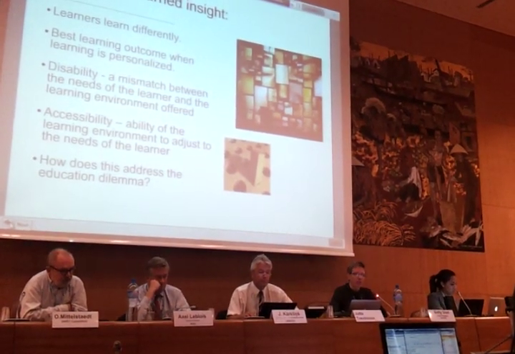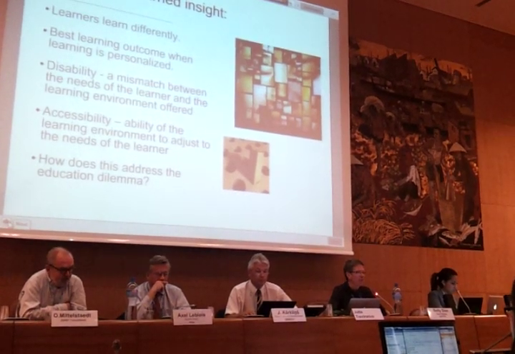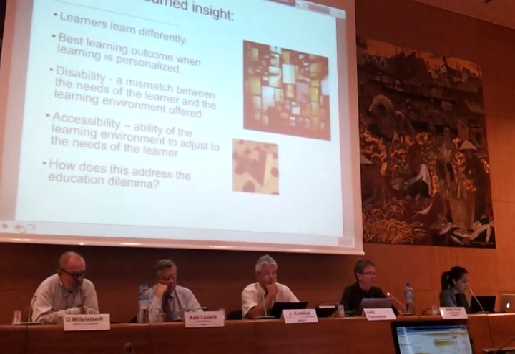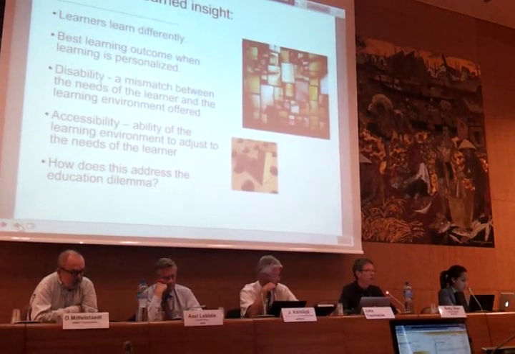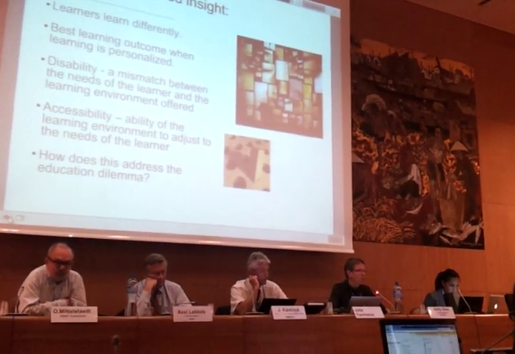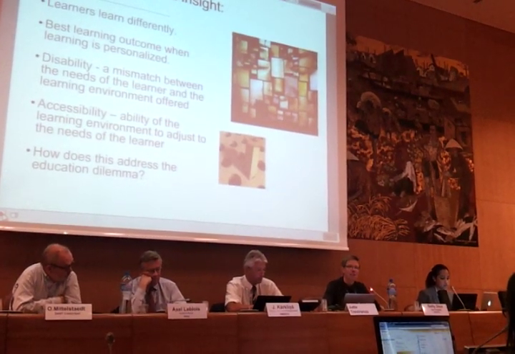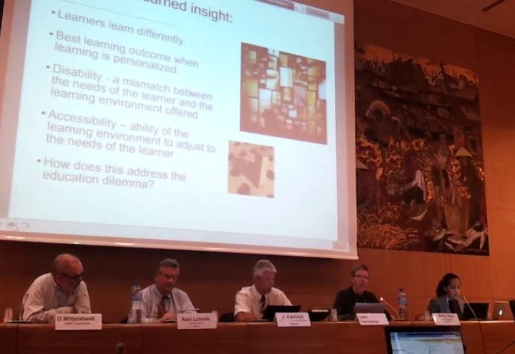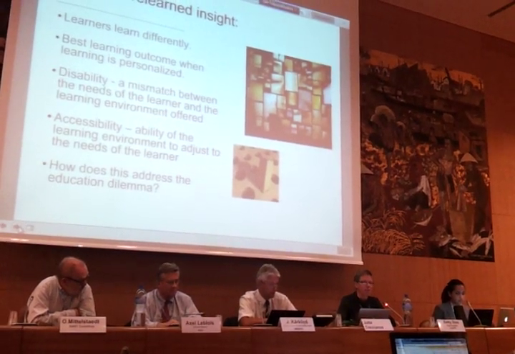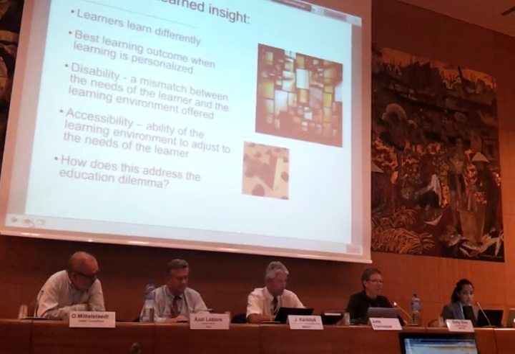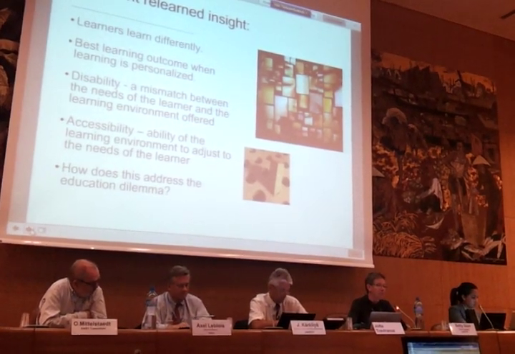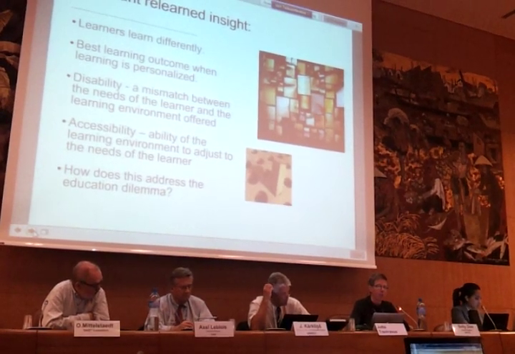So we have the opportunity in a digital system to rethink our definition of disability, and rather than thinking of it as a personal trait, to see it as a relative condition, where disability is a mismatch between the needs of the learner and the learning environment offered. This means that we don't need to view only students who have a classic definition of disability as potentially being disabled in a classroom. Any student where the environment, the lessons offered, the style of presentation, the conditions perhaps even in coming to class are not meeting their particular needs can be seen as experiencing a disability in a classroom. And therefore, accessibility is the ability of the learning environment to adjust to the needs of the learner.